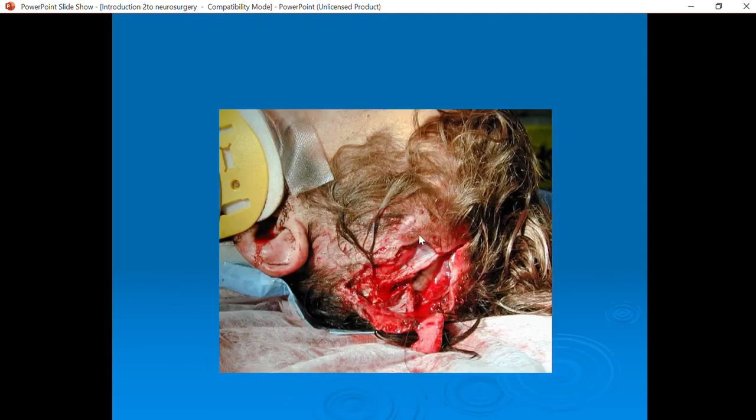This is a compound comminuted skull fracture. When any fracture is exposed to the outside, we call it compound. Okay, when there are multiple linear skull fractures, we call it comminuted.